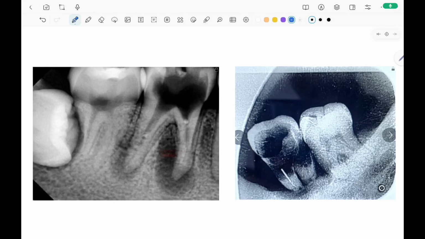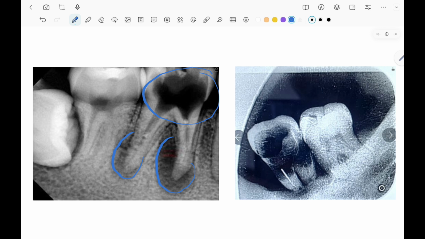Hello everyone. So again we have two x-rays here. In the first x-ray you can notice that all this tooth structure is gone. There's more than 80% of the structure loss in the coronal part, and even in the periapical region there's a large periapical lesion associated with both the roots.